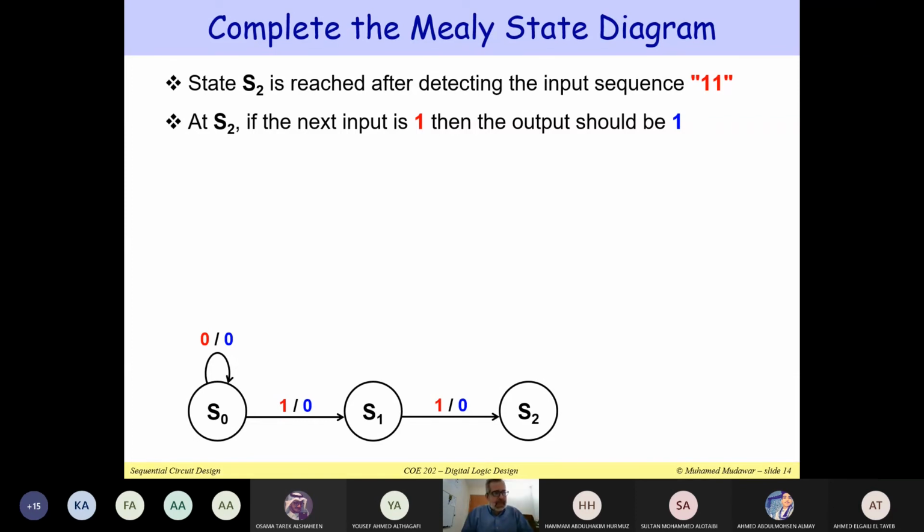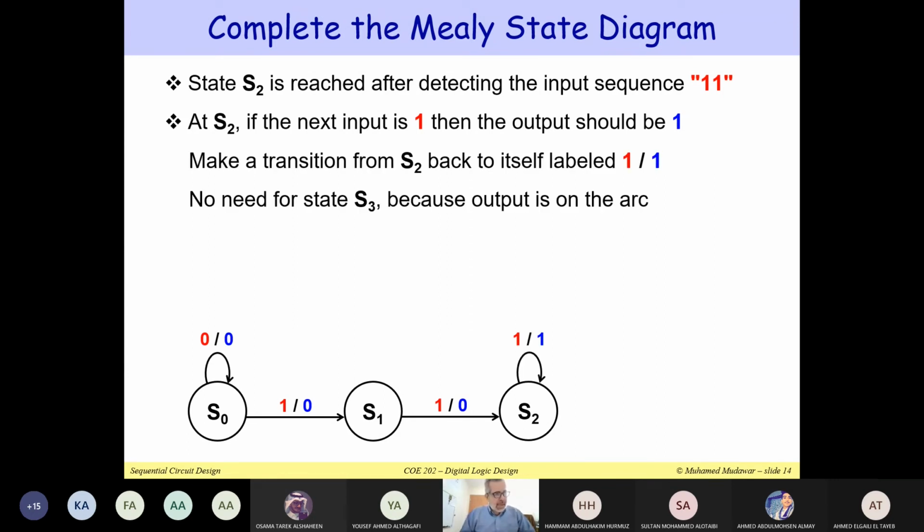I would like to complete the Mealy state diagram. Now at S2, if the next input is 1, I'm going to show the output equal to 1 on the arc. There is no need to make a transition to a new state because the output is not shown inside the state, it is shown on the arc. I can say that if the input is equal to 1, that will be my third one, then the output will be 1, shown on the arc without the need to add an extra state. So there is no need for state S3.